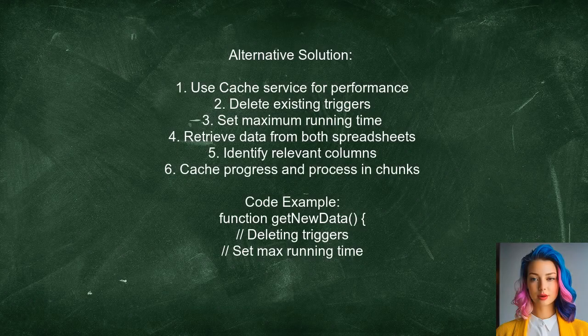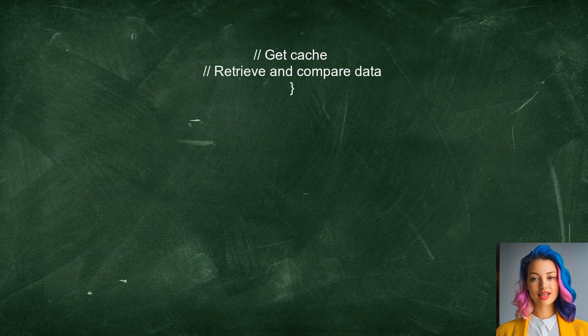This user suggests using the cache service to improve performance when comparing large spreadsheets. They start by deleting any existing triggers to avoid conflicts. Then, they set a maximum running time to ensure the script doesn't exceed limits. The script retrieves data from both spreadsheets and identifies the relevant columns for comparison. It uses caching to store progress and continues processing in chunks, allowing it to handle large data sets efficiently.